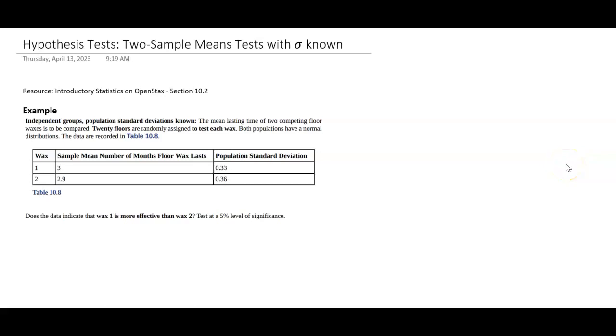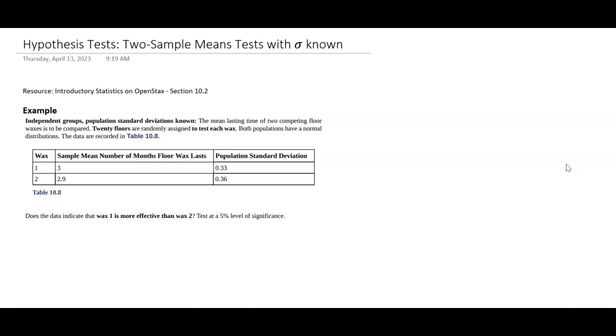All right, this video is going to be going over hypothesis tests with two sample means where we know the population standard deviation. The example is going to have independent groups where the population standard deviation is known. Independent groups just meaning that these are two separate groups. There is not like one group where it got two measurements.